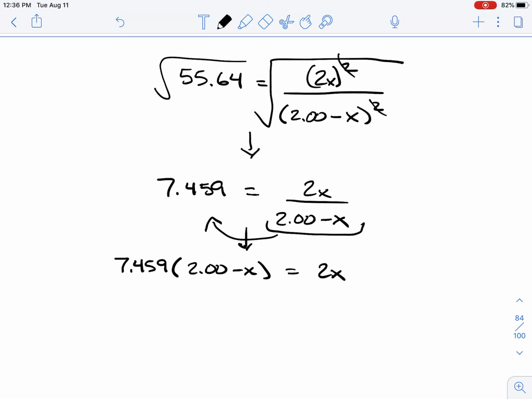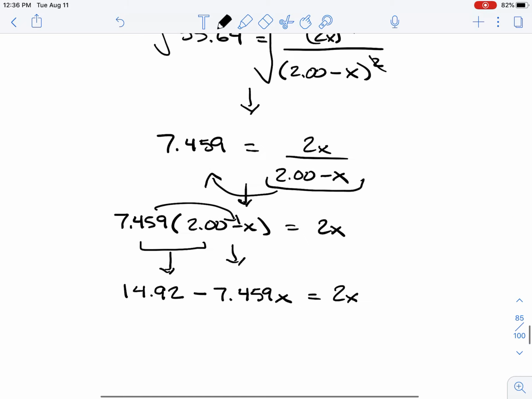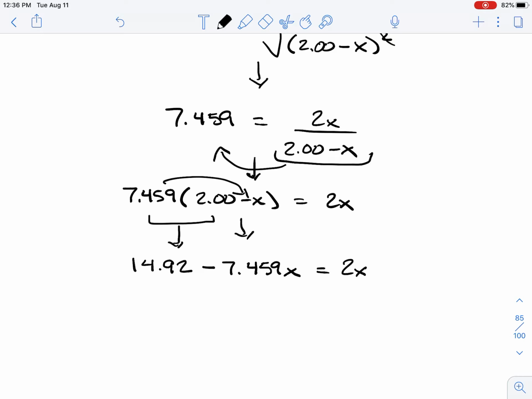And so what I get is 14.92. And then I'm going to go ahead and distribute that over here. And what I get is minus 7.459x equals 2x. And so I'm going to combine like terms. So I'm going to add this value to both sides.